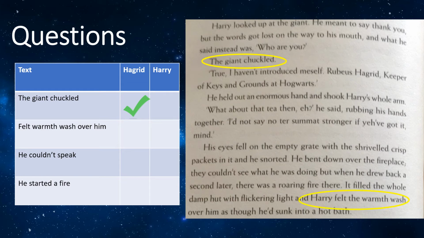The second statement says, "felt warmth wash over him." So here it is in the text. We know it's about Harry because, as you can see in the circled part, it says Harry felt the warmth wash, and then "over him" on the next line.